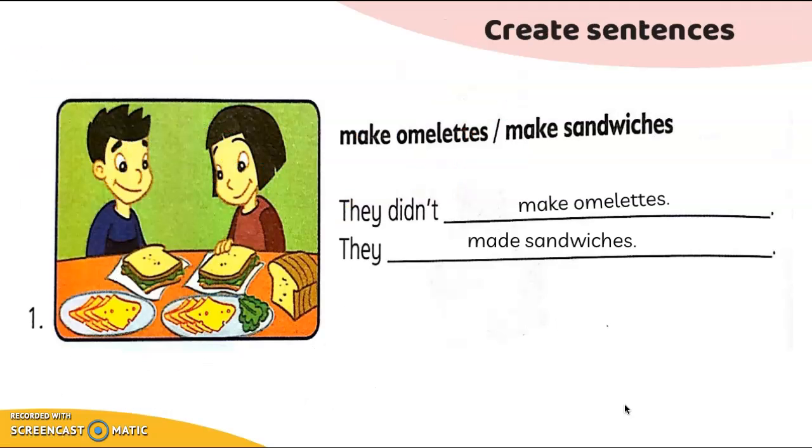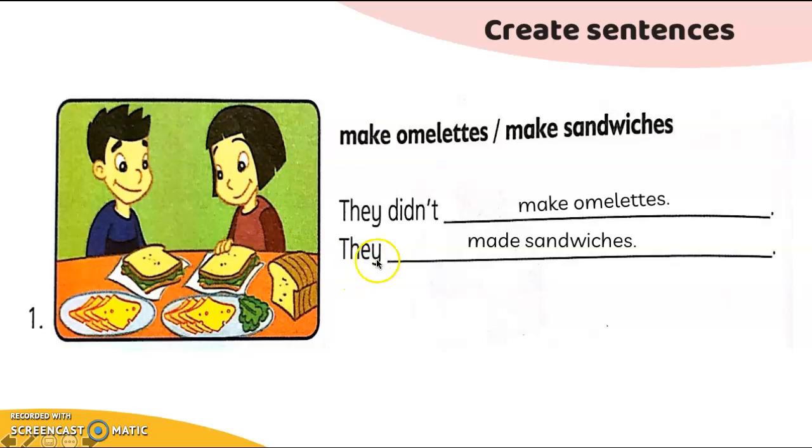For this one, there are 3 pictures. This is number 1. They have given you some words as a guide. If you look at this picture, they didn't make omelets. They made sandwiches. So I've changed make into made. Why? Because didn't shows that these things happen in the past. When it is past tense, we use didn't, but we don't change the verb here. So they didn't make omelets.